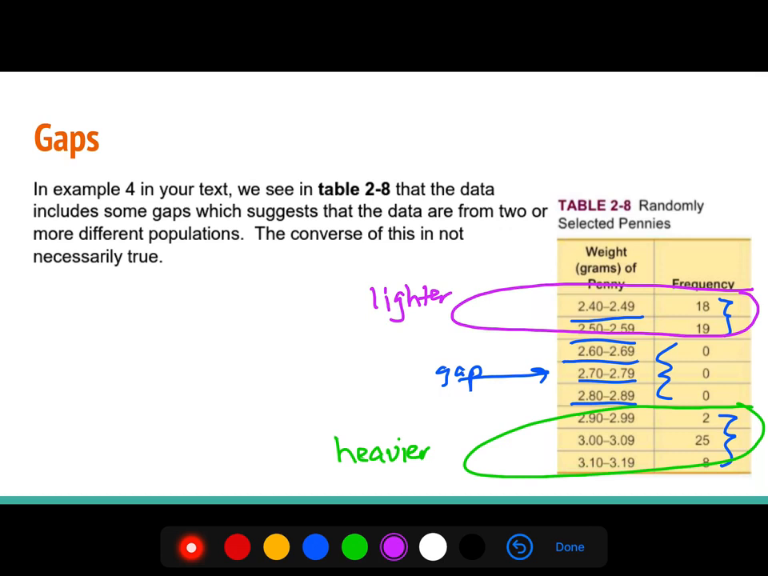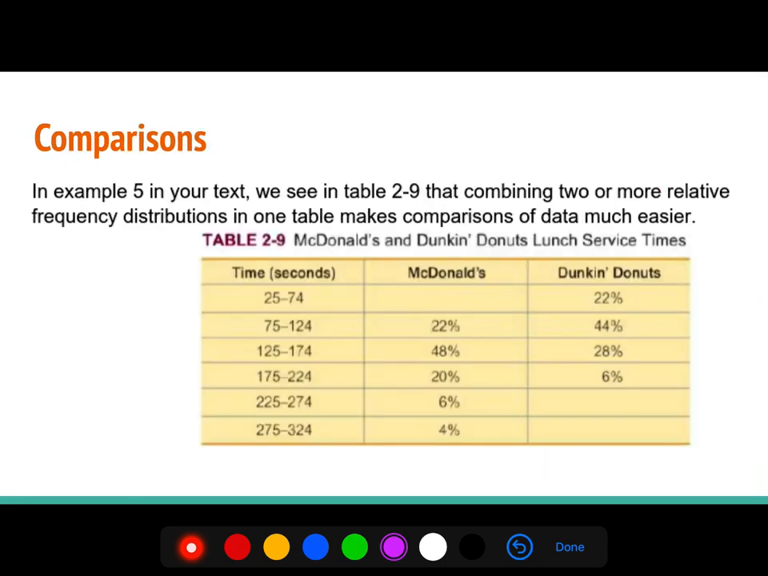Now, why aren't there pennies in the middle? Because they only had the two kinds. They didn't have a mixture of pennies that was not really copper plated, but not really a full copper penny. They didn't have anything in between. So we had a gap in our data.